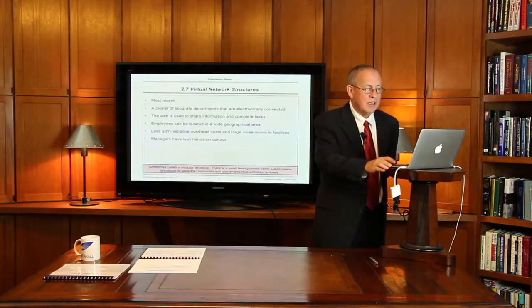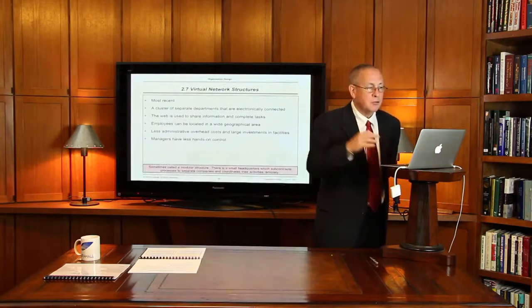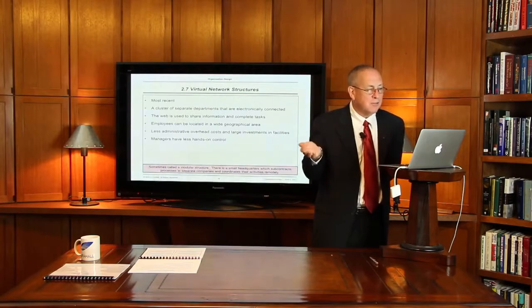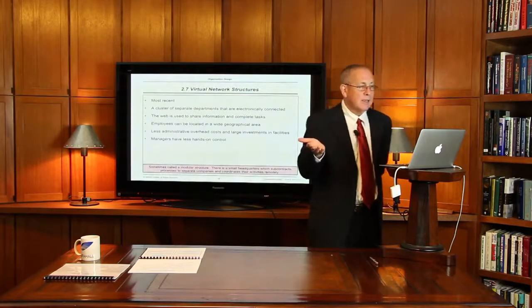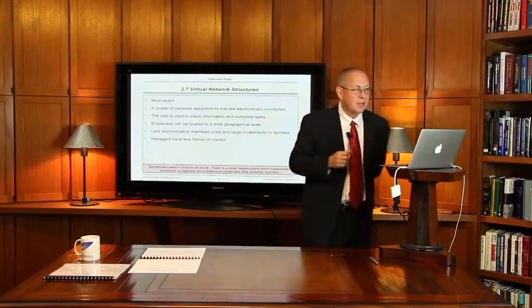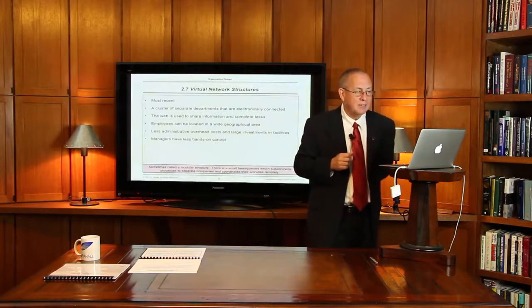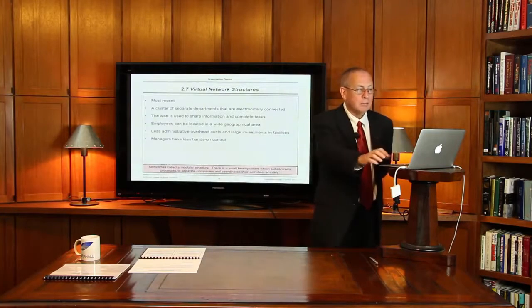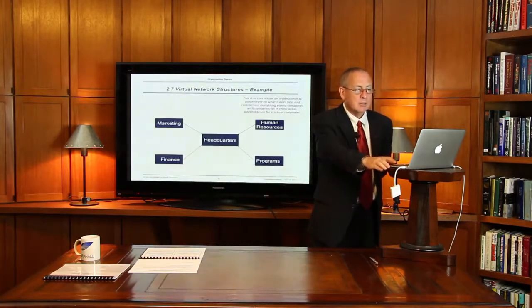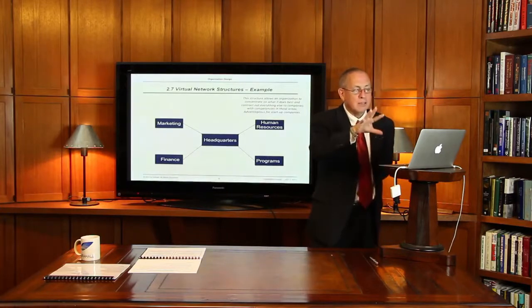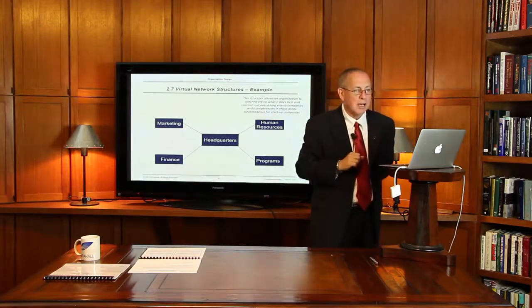A virtual network then is our last kind of structure. It's the most recent one. It's where a cluster of different departments are electronically and virtually connected. We're using the web to exchange information and complex tasks. So employees can be located in a wide geographical area. So that's what that would look like. We've got our headquarters, and these different functions may be organized and structured virtually, as opposed to in the other ways we talked about.